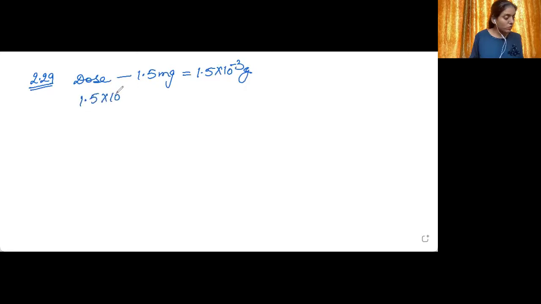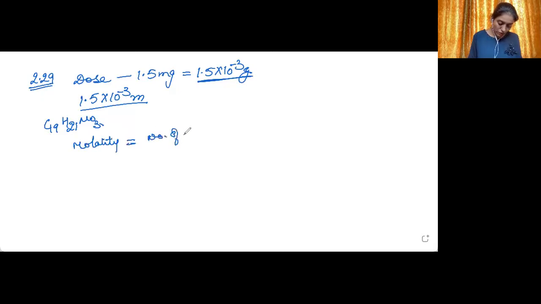1.5 into 10 raised to the power minus 3 molar aqueous solution has been given, and we need to tell how much amount, or what mass of this solution we need to give to the patient so that he gets this much amount of nalorphine. Now first of all, let us see what is the formula for nalorphine. It is C19H21NO3.